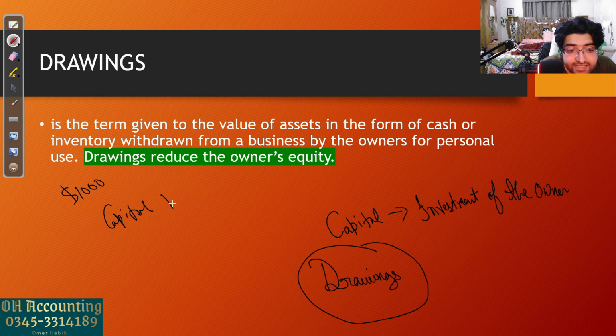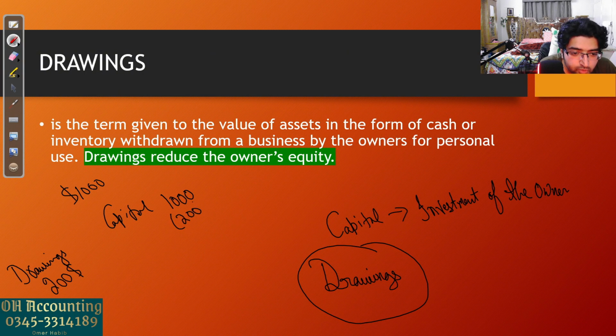I will record it as capital of 1,000. Okay. And then let's say the owner withdrew $200 from the business. What did he do? He made a drawings of $200 from the business. So what should I do? I will subtract it from his capital invested.